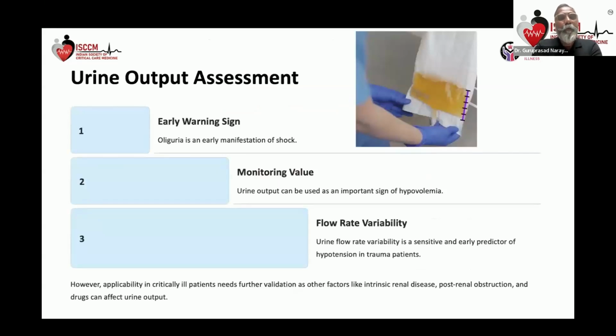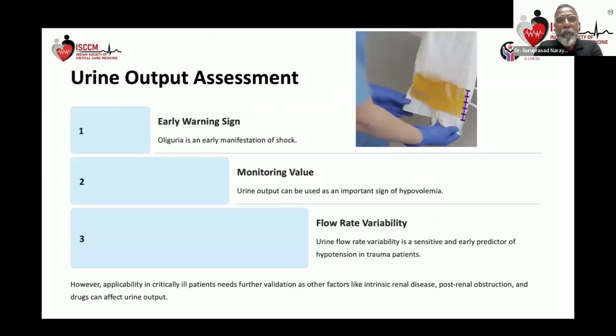Another very important tool is urine output. Always look at the urine output of a patient. Normally 1 to 2 ml per kg per hour is a normal urine output. And if there is oliguria, it is a very, very early sign of manifestation of shock, and it should not be missed.